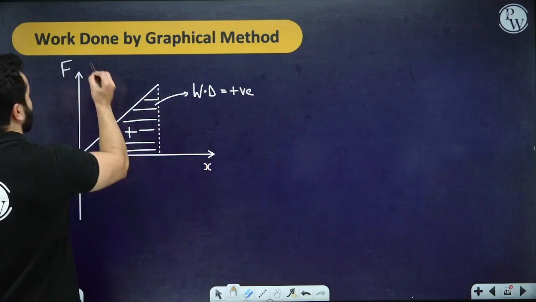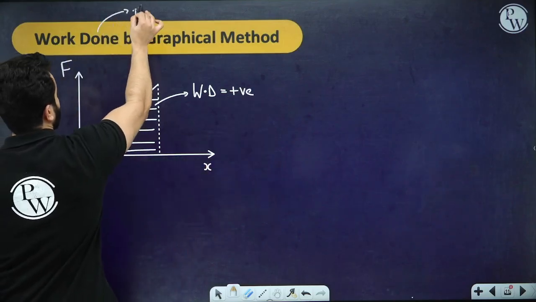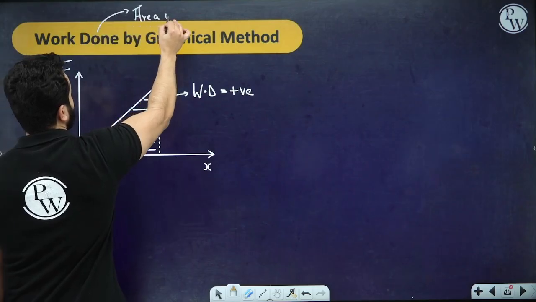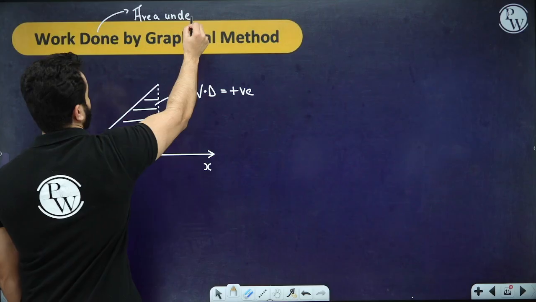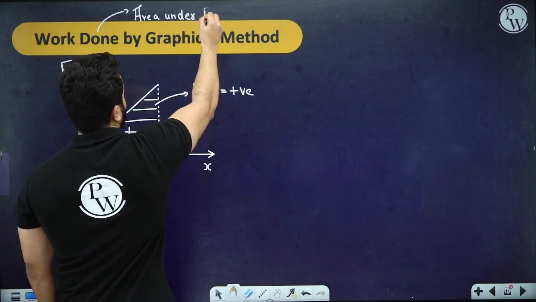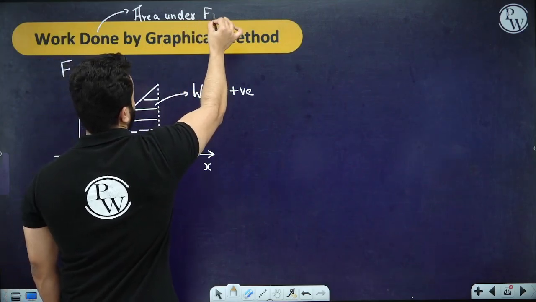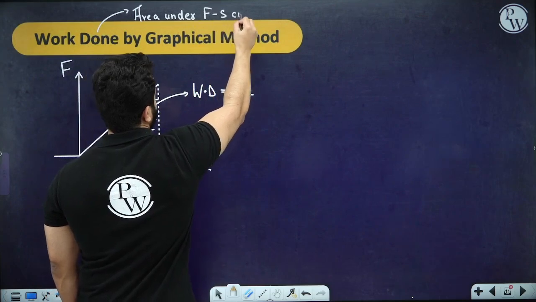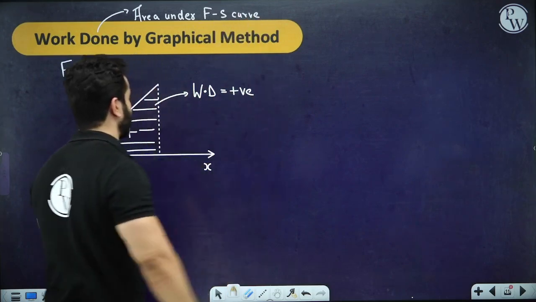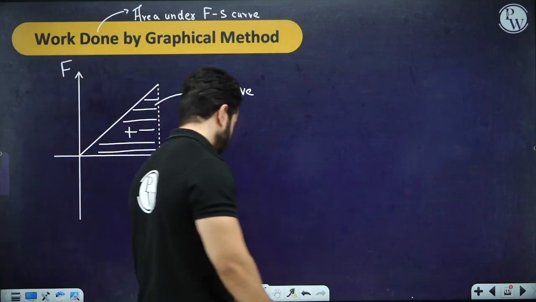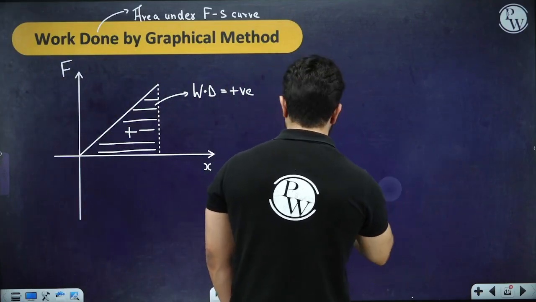And this is basically work done is the area under the F-s curve, where s is the displacement, right? So now we can have another example.